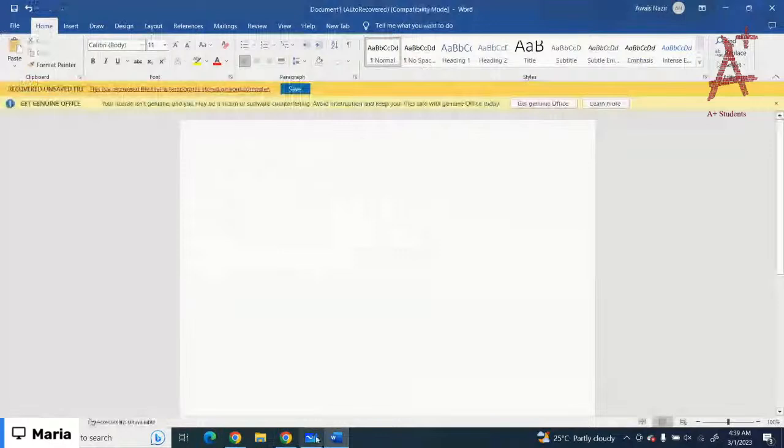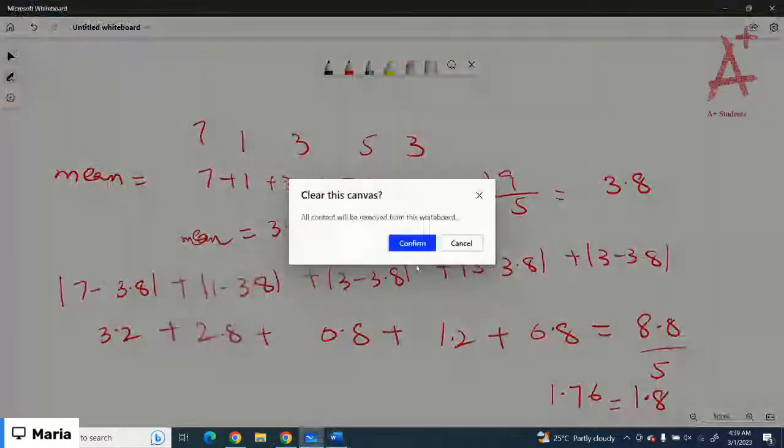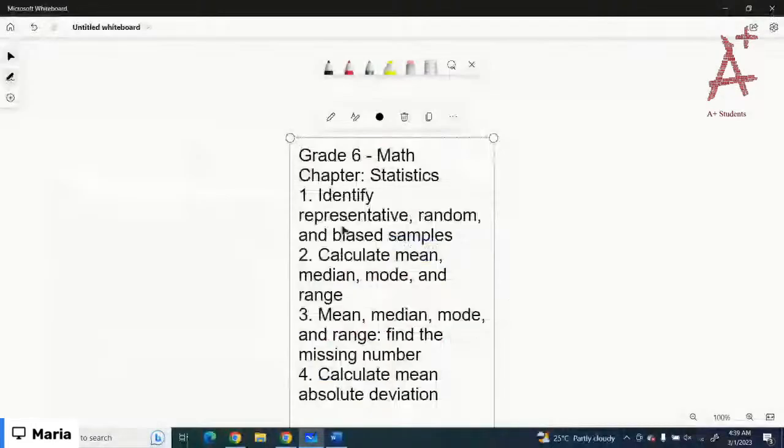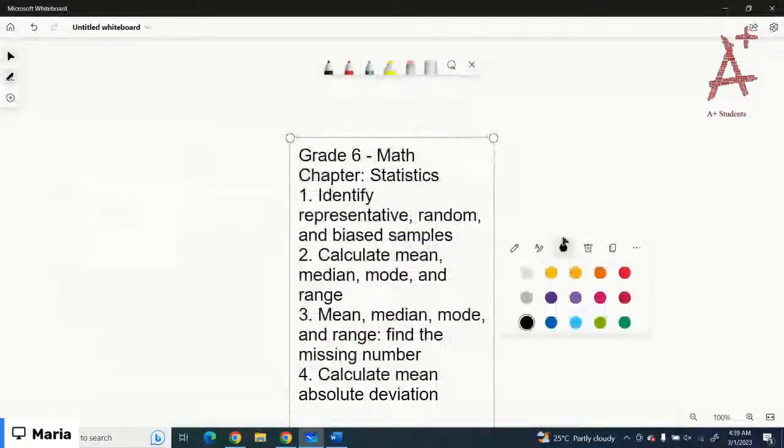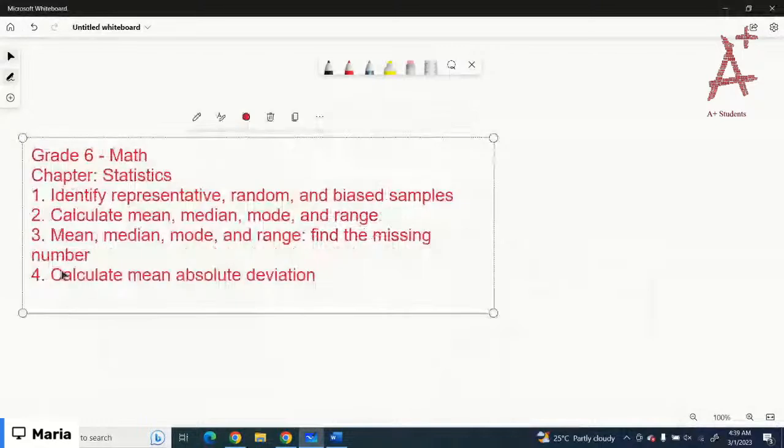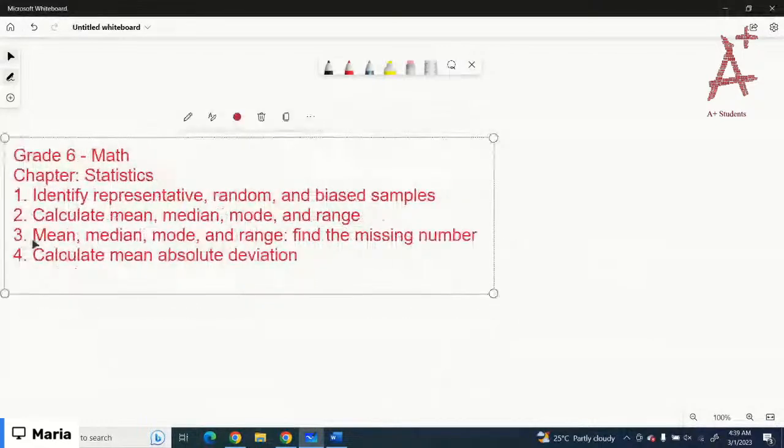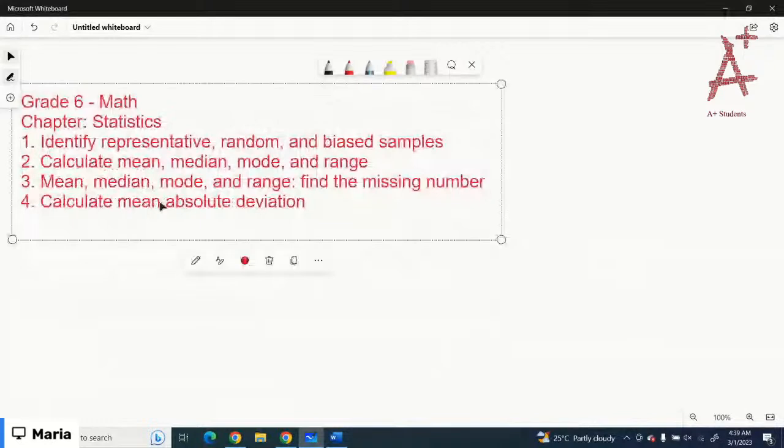So we're working on grade 6 math, on the chapter statistics. The lessons we have covered today are: identify representative, random and biased samples; calculate mean, median, mode, and range; find the missing number; and calculate mean absolute deviation. So please make sure before the next session you complete all the test questions for the lessons we did today.